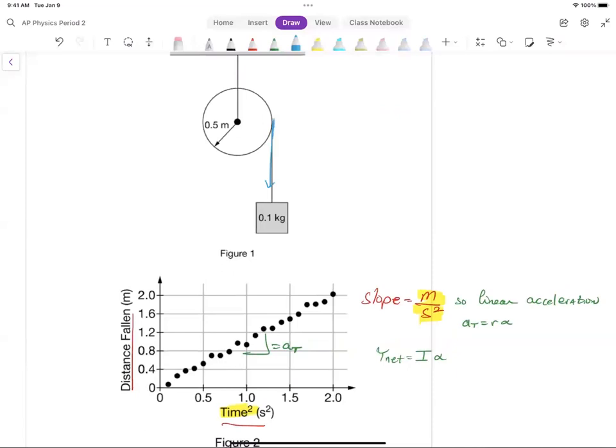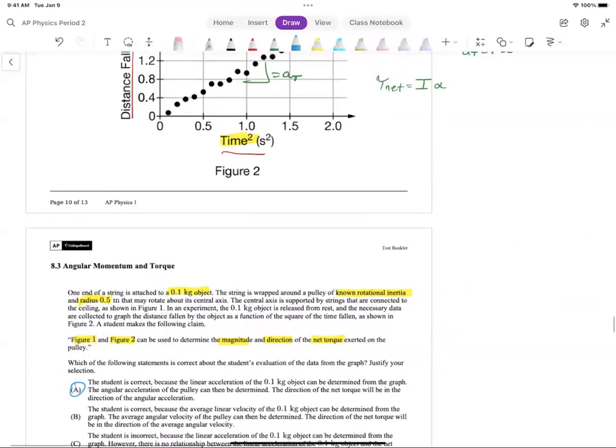Well, right there, that is going to be the acceleration tangential to that disk. And I can find alpha if I know R. a_t equals R alpha. So that'll be the tangential acceleration divided by R. So what do we have?